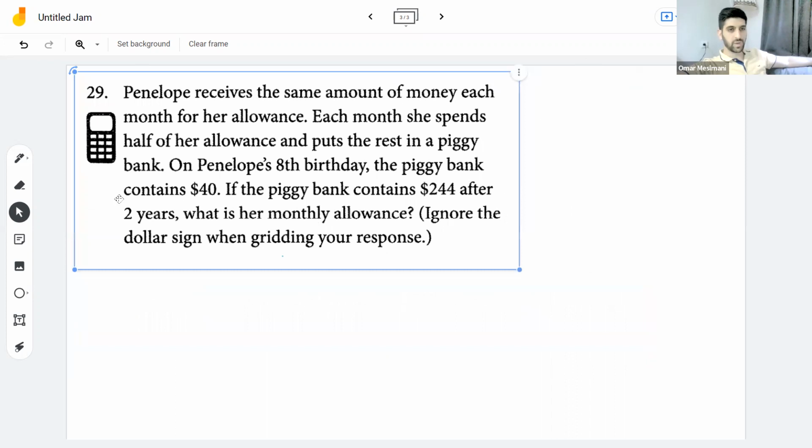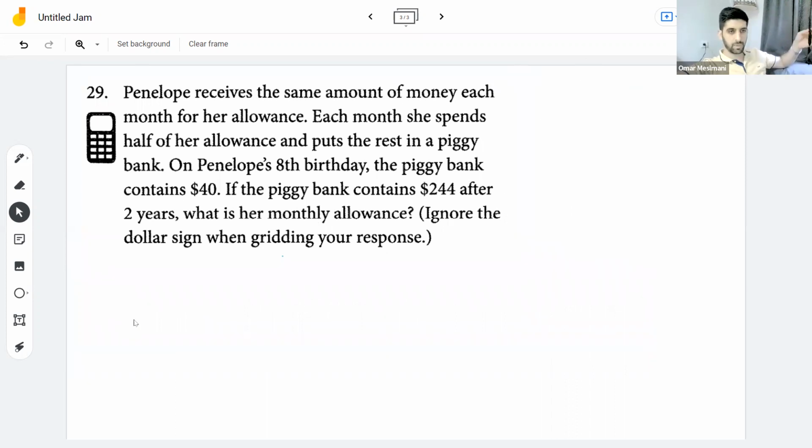Okay, so we have someone, her name is Penelope, whatever. She receives the same amount of money each month. So she's receiving the same amount of money every month. That's information that I have to understand, okay? Same amount every month.